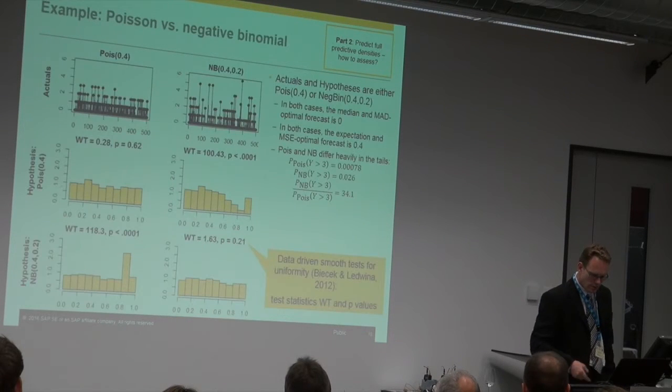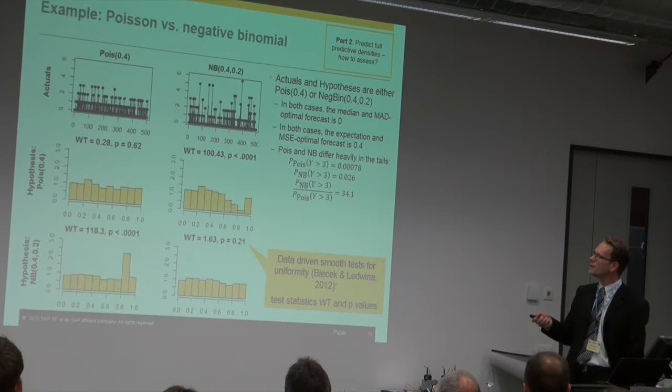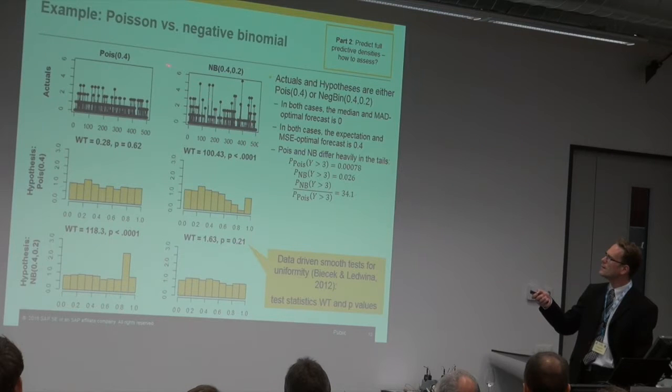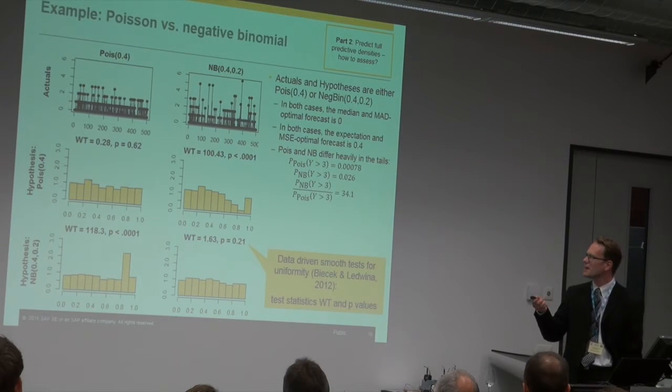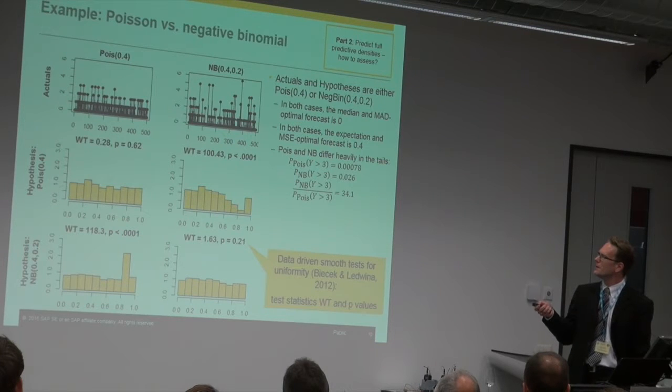Okay, so here's a little example here. There's a Poisson distribution on the left and a negative binomial distribution on the right. They both have a mean of 0.4. So that means that the point forecast minimizing the MAE would again be 0. So it's a classical case where this problem would occur.